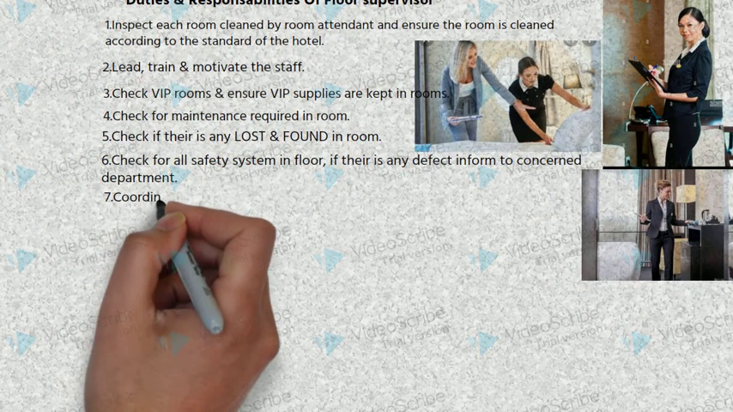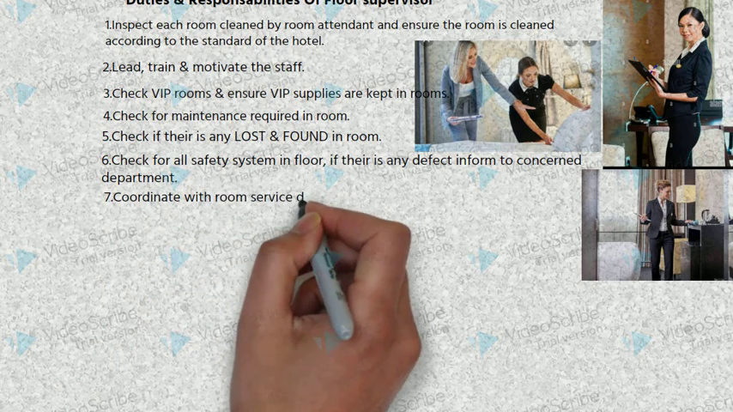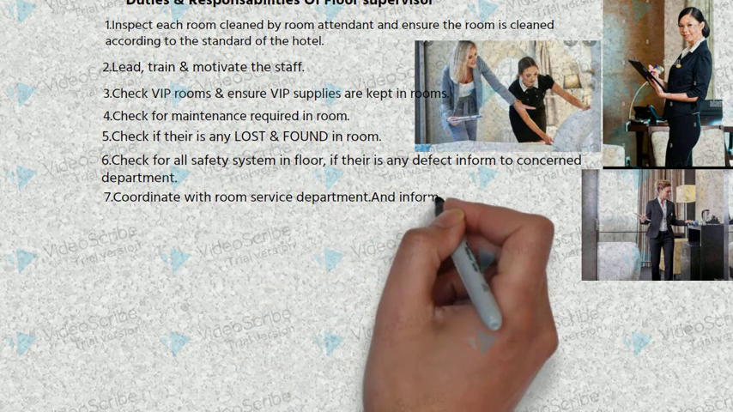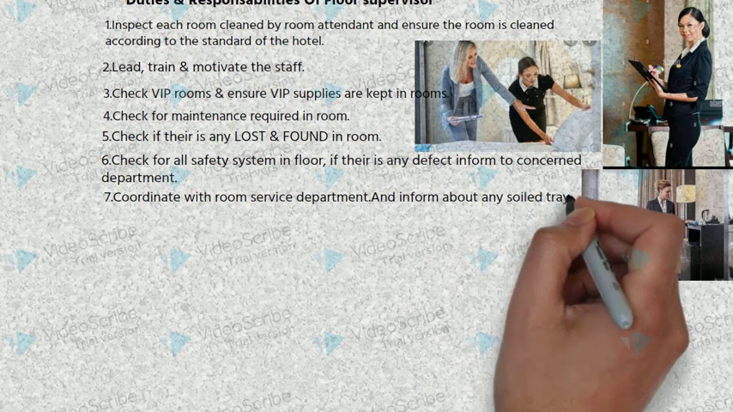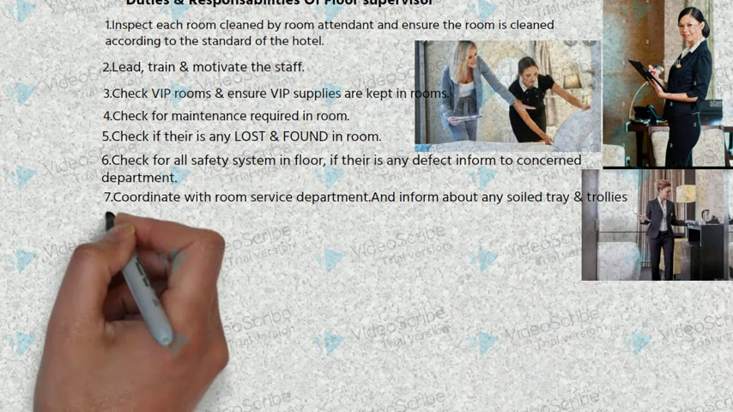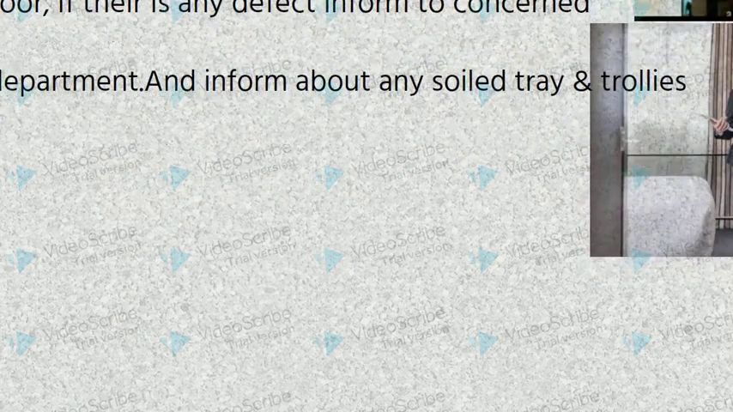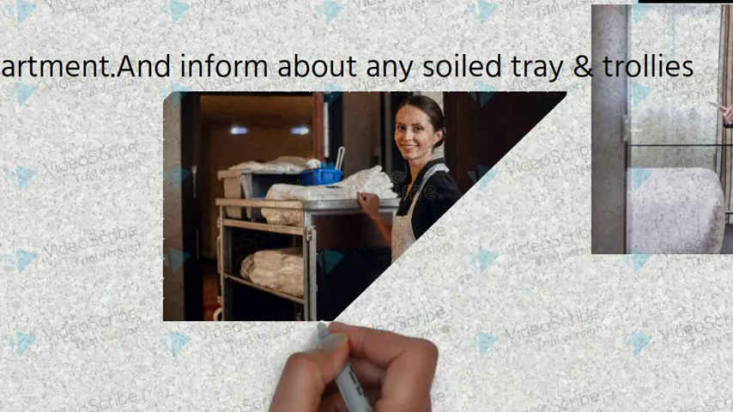As a supervisor, you need to coordinate with the room service department. In a room, there might be soiled trays and trolleys. So you have to immediately inform room service so that they can come and clear those trays and trolleys, and housekeeping can continue with their work.